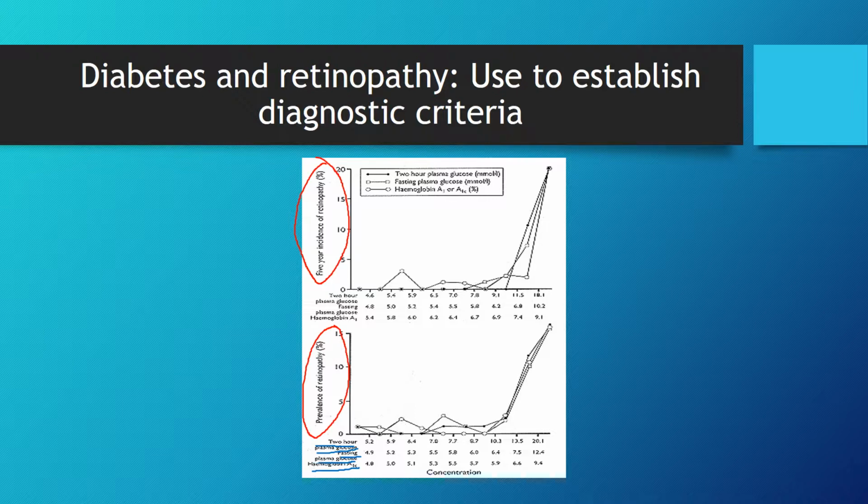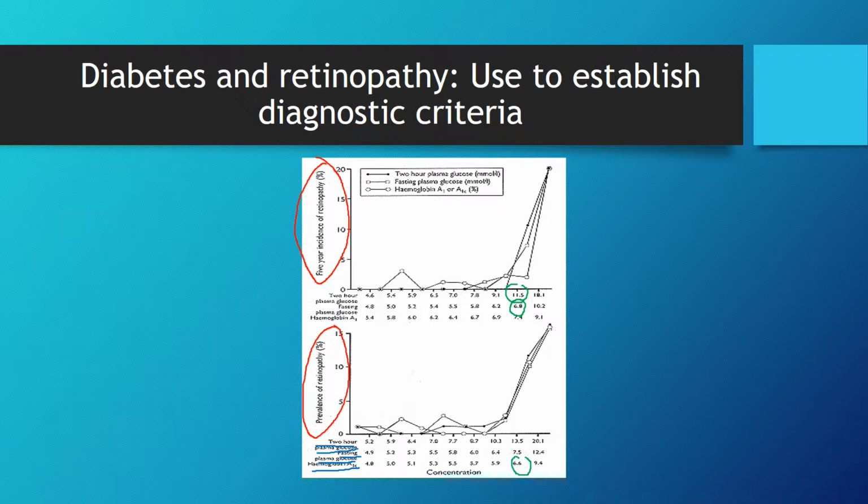Now they noticed that the prevalence and the incidence both tend to take off considerably when the glucose levels are more than 6 millimoles per liter fasting, and the 2-hour plasma glucose is around 11 millimoles per liter, and the hemoglobin A1C is around 6.5%.